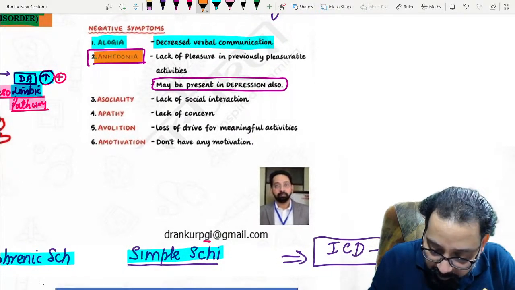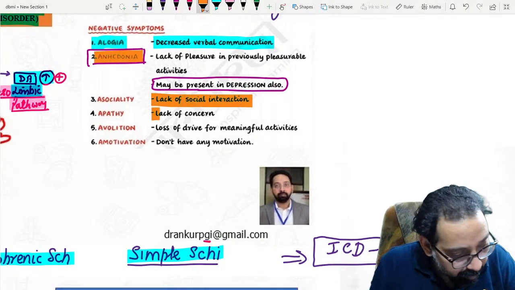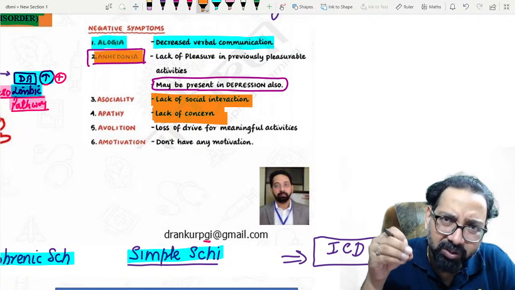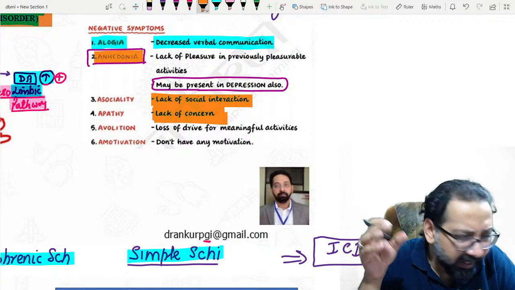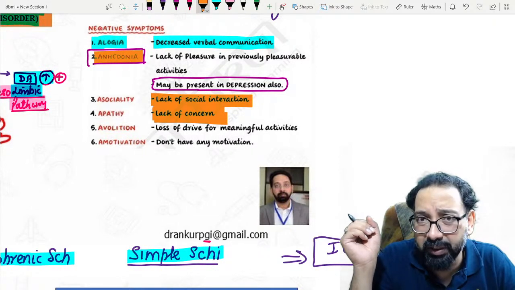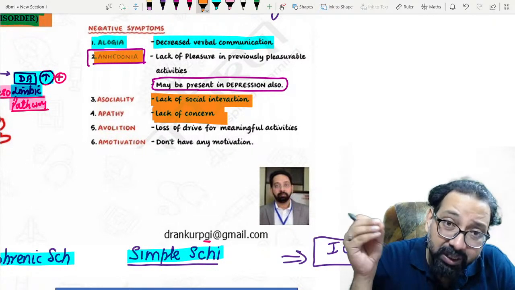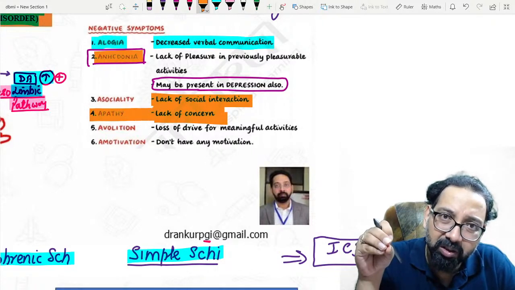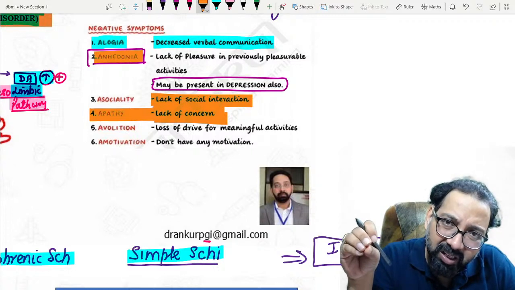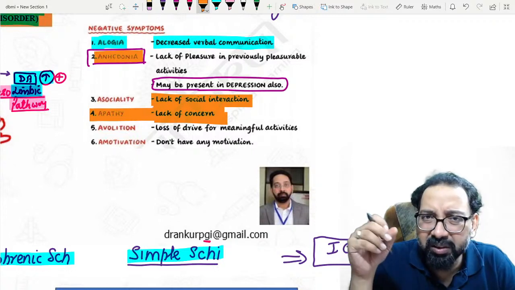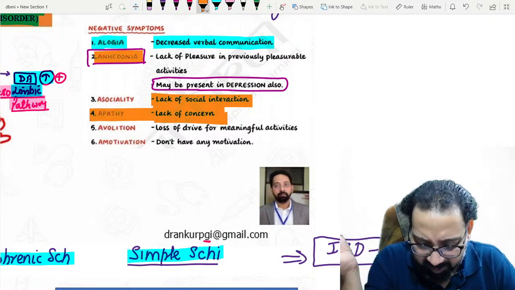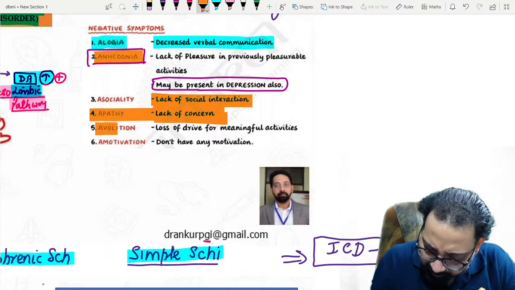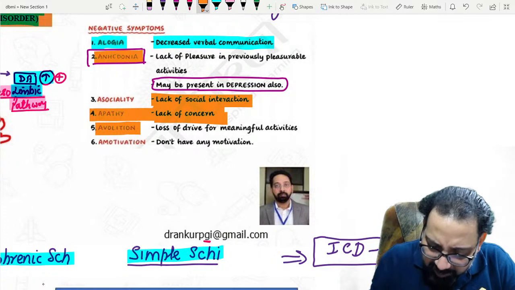Asociality, lack of social interaction. Apathy, lack of concern. You must have seen that we are social, like we are connected with this Telegram group, Facebook, and all different social media. But a schizophrenic patient would be asocial. Apathy, lack of concern, means he is not concerned with the result. Exams are there, yet he is least concerned with the exam. Apathy. Or he is least concerned with the emotions of others. Apathy. Okay. Avolition: volition means motor activity.